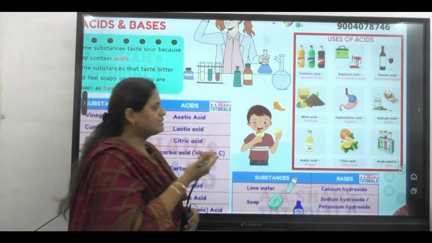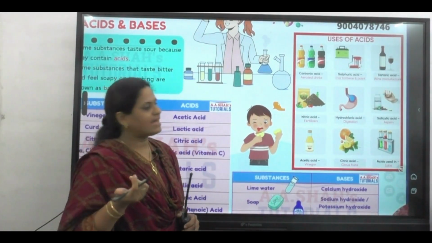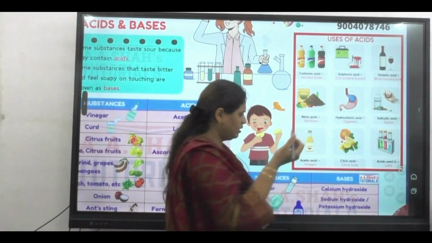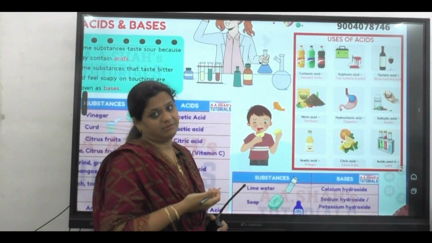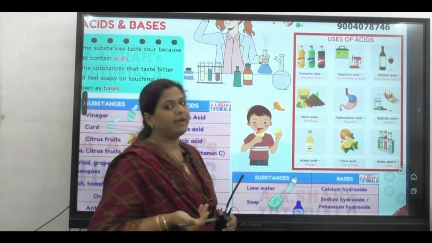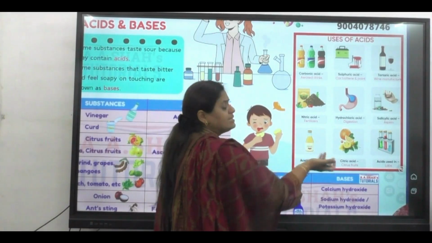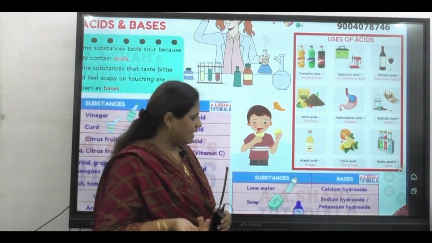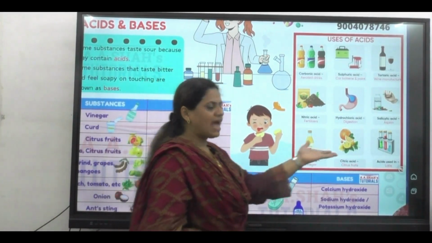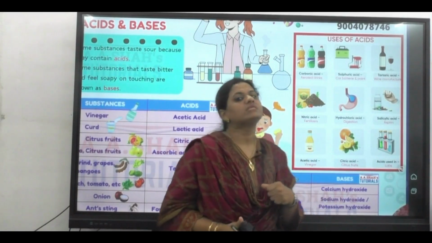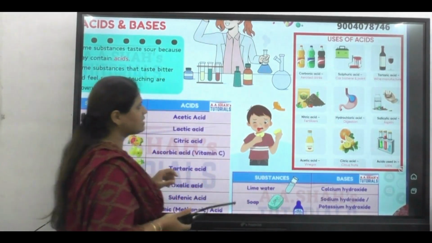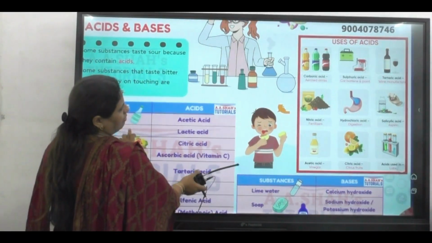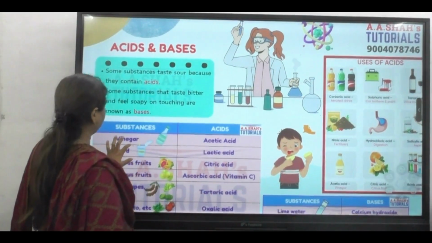Aspirin, the medicine which you take, also has an acid, that is salicylic acid. Vinegar has acetic acid. Vinegar is mainly acetic acid combined with water, diluted. Citrus fruits have citric acid, as the name suggests, and in labs also, in your chemistry lab in schools as well, you use acids. So these are various acids which are found in your daily life.